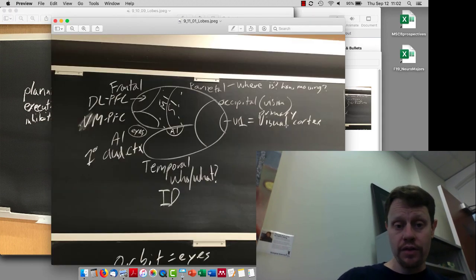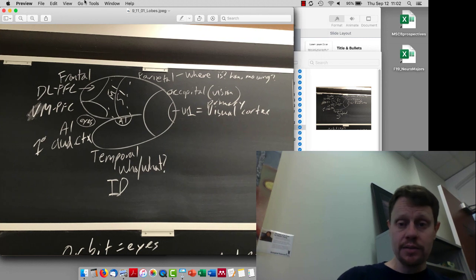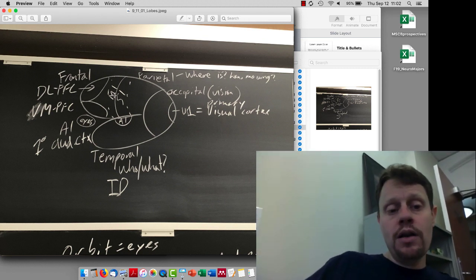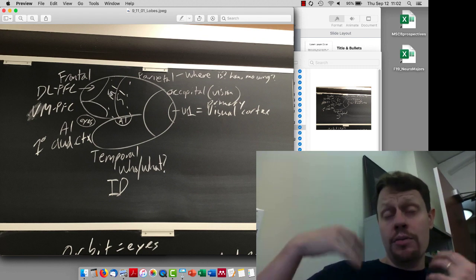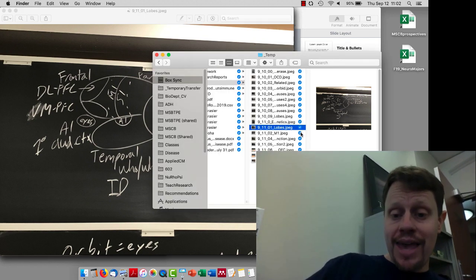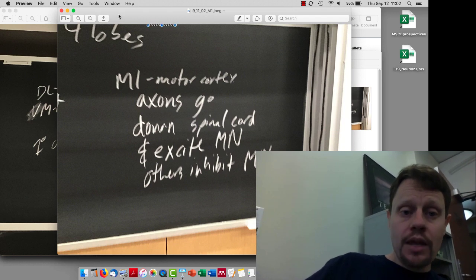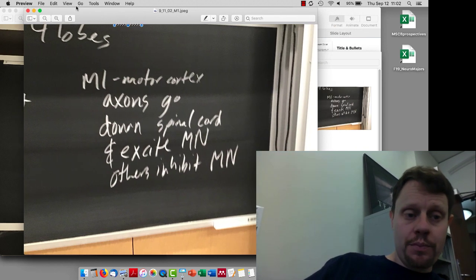In terms of the lobes, I neglected to mention on Tuesday that the parietal lobe does have this function of where things are. Also, because there are a lot of acronyms to learn, the primary visual cortex has the abbreviation V1. The primary auditory cortex is A1, and the primary somatosensory or touch area is S1. Primary motor cortex, which is that area that projects down and can excite and inhibit motor neurons, is called M1.